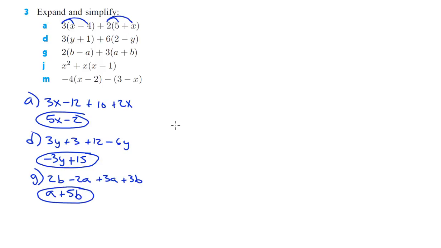All right. Let's see, J here, we'll go with x squared. Nothing you can really do with that right now, but let's distribute first. So we'll leave the x squared there first. X times x is x squared, and then x times negative 1 is negative x. So we have 2 x squareds. So we just simplify that as 2x squared, and then a negative x.